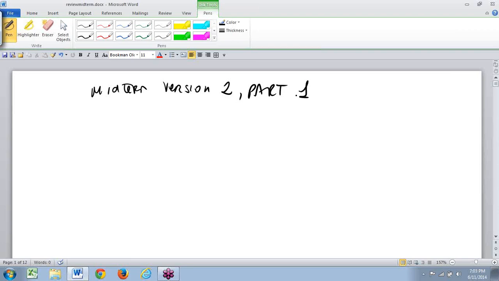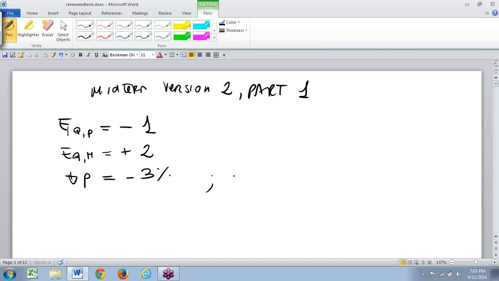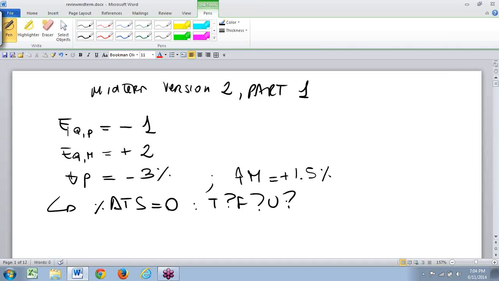So what is the information here? Here we have that the price elasticity, the elasticity of quantity to price, is equal to -1, and the income elasticity is 2. So the elasticity of quantity to income, M is income, is equal to +2. Then we have a decrease in market price, so price decreases by 3%, and an increase in income by 1.5%. The statement says that this means that the total spending does not change. So is this true, false, or uncertain? This is the question we have to answer.